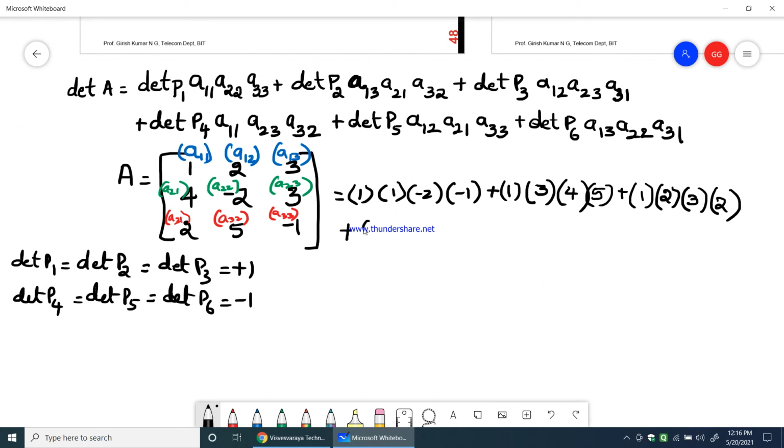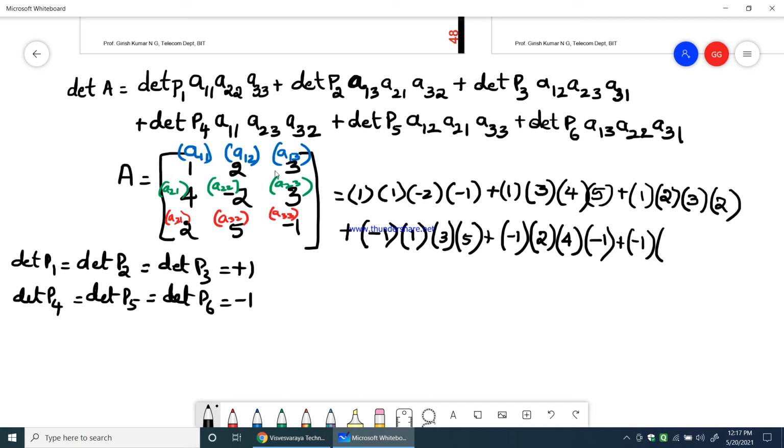Okay, then plus determinant of P4 is minus 1 multiplied by A11 is 1, A23 is 3, A32 is 5, plus determinant of P5 is minus 1 multiplied by A12 is 2, A21 is 4 and A33 is minus 1, plus determinant of P6 is again minus 1 multiplied by A13 is 3, A22 is minus 2 and A31 is 2.